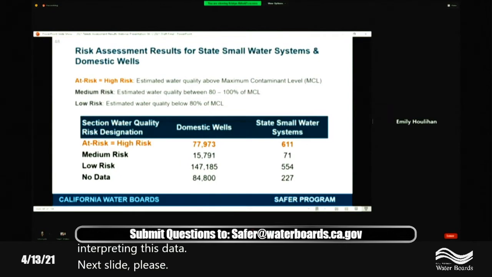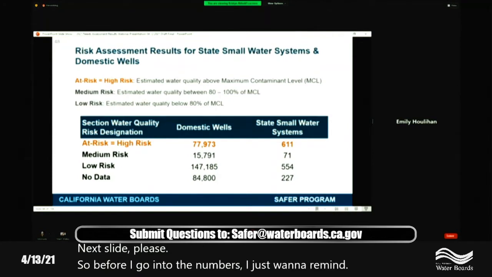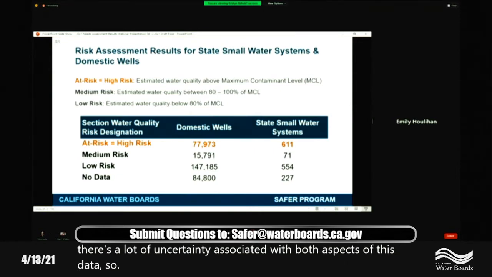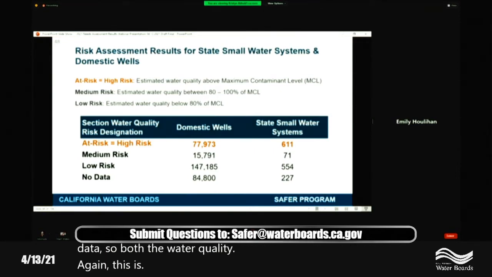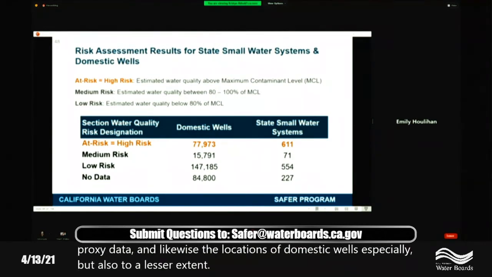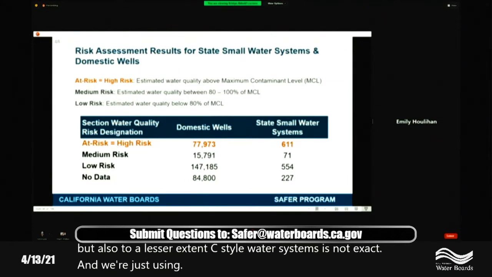So before I go into the numbers, I just want to remind folks that there's a lot of uncertainty associated with both aspects of this data. So both the water quality, again, this is just an estimate of water quality based on nearby proxy data, and likewise the locations of domestic wells especially, but also to a lesser extent state small water systems, is not exact, and we're just using the best currently available data.